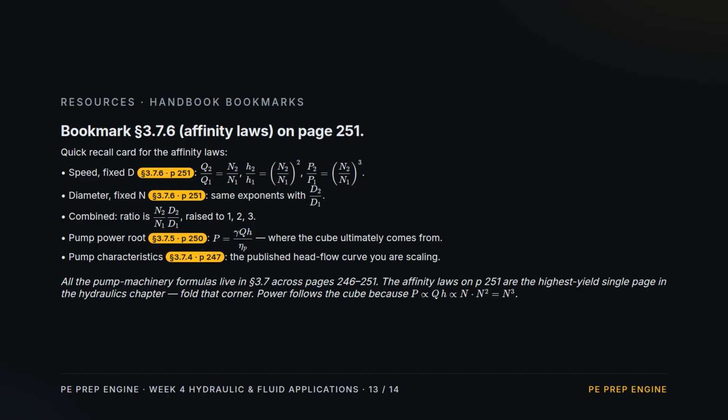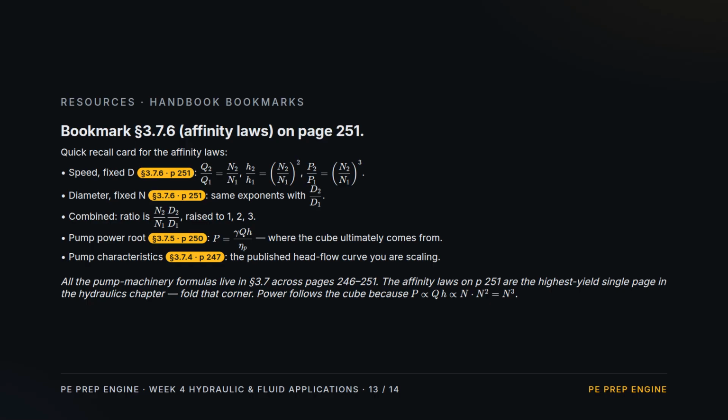Bookmark the pages. The affinity laws themselves, all three exponents for speed and diameter. The combined form just multiplies the two ratios. The pump power equation where the cube comes from, since power goes as flow times head. And the centrifugal pump characteristics, the head flow curve you're scaling. The affinity laws page is the highest yield page in the hydraulics chapter.